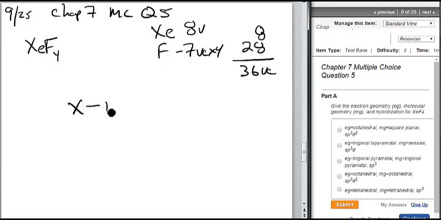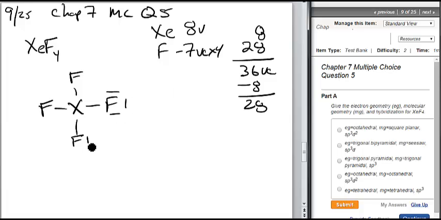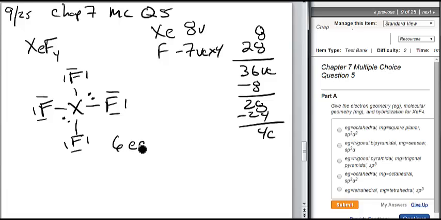Xenon goes in the middle. 1, 2, 3, 4. That's going to subtract off 8 electrons from there, leaving behind 28. And then we put a 2, 4, 6, 8, 10, 12, 14, 16, 18, 20, 22, 24. Minus 24 from there, it leaves behind 4 electrons, so there's going to be 2 pairs. 1 pair there, 1 pair there. So what we see is that there are 6 electron pairs, 4 bonding, 2 non-bonding.